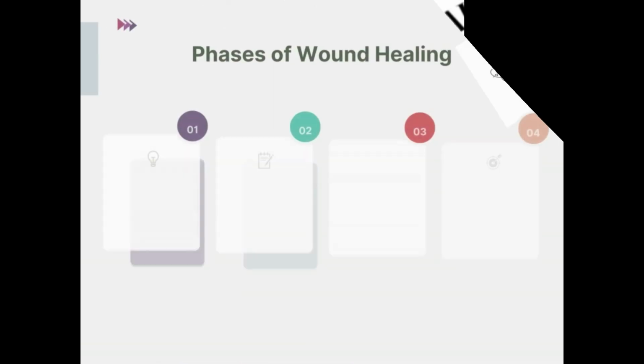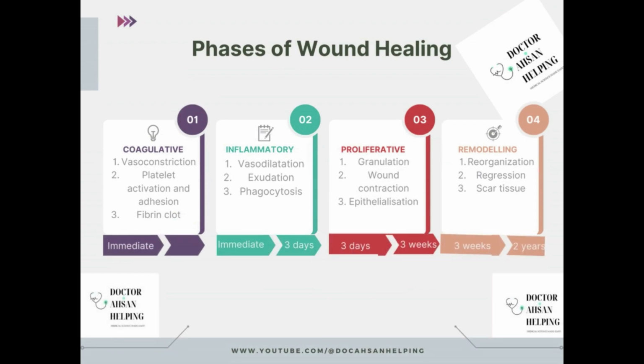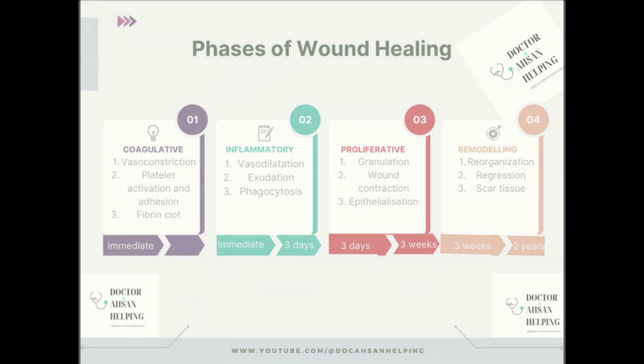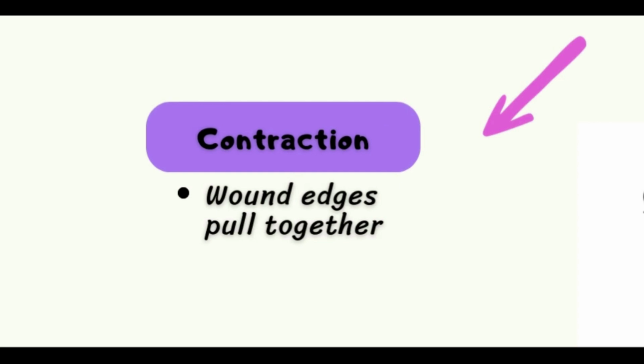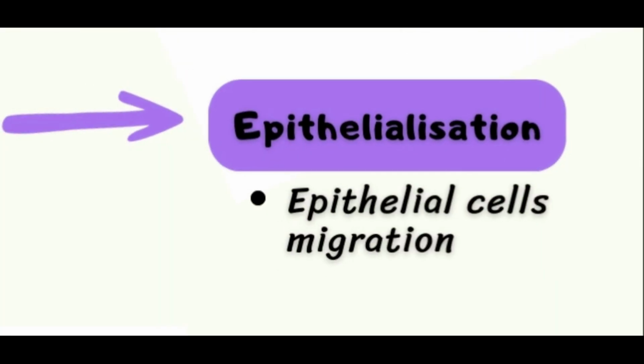The third phase of wound healing is proliferative or fibroblastic. It begins on the third day of wound creation and extends up to 3 weeks. The three aspects of this phase are granulation. Granulation occurs when fibroblasts secrete glycosaminoglycans, collagen and elastin fibers, and there is the formation of new capillaries. The second aspect of this phase is contraction, where wound edges pull together. The third aspect of this phase is epithelialization by migration of epithelial cells.